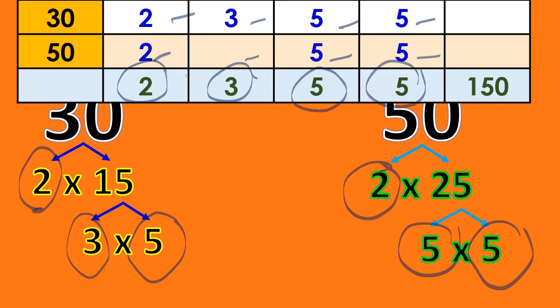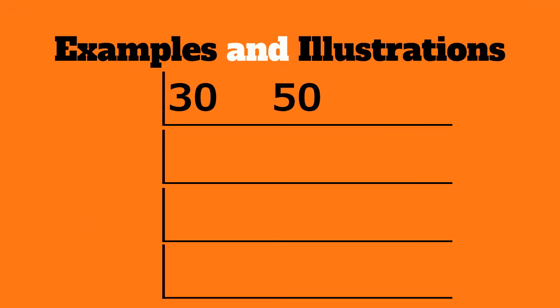After that, you multiply these prime numbers. 2 times 3 is 6, times 5 is 30, times 5, the answer is 150. As you can see, we get the same answer using the listing method and the factor tree. Okay? Next, by means of using the continuous division, 30 and 50.